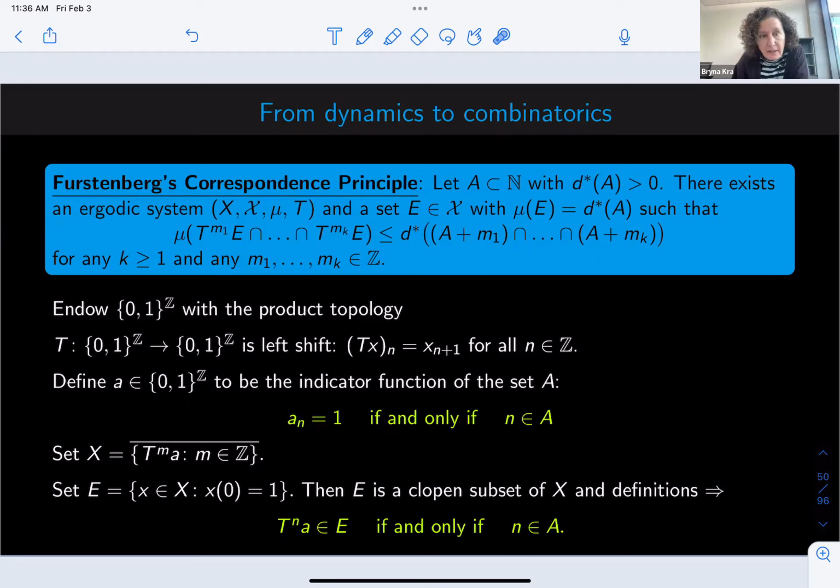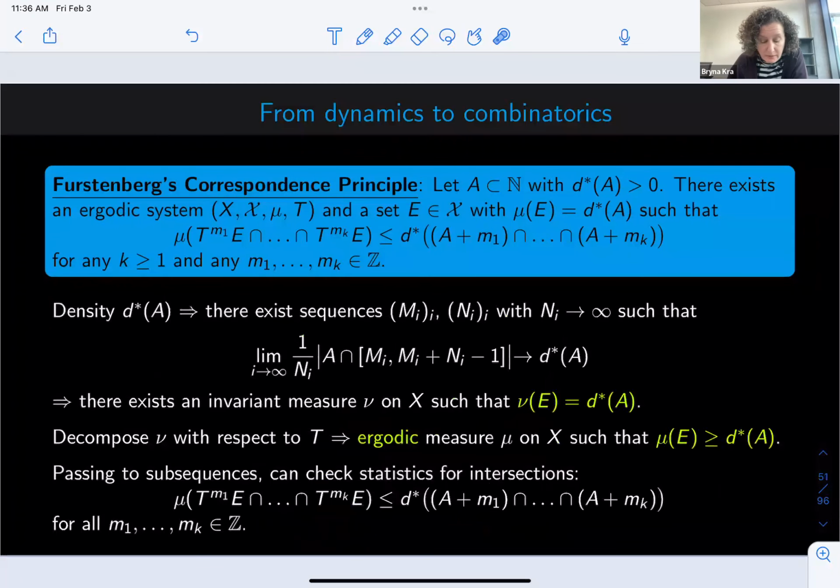And you can check, and I'm going to leave you to check some of these details afterwards, that this set E is clopen. And by definition, it tells me that the iterate T to the n of A lands inside E if and only if n was inside my original set. And you can check that. And this is the point A, which was the particular point that we used, this indicator function right here. Now, that does one bit, but there's a lot more to do here.